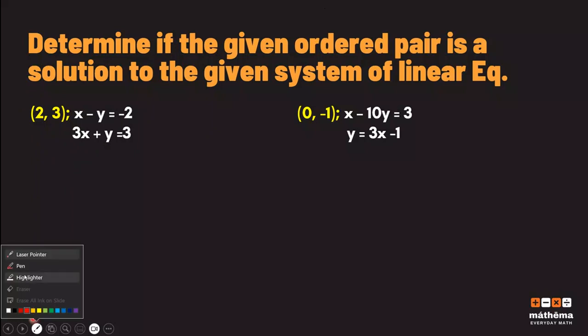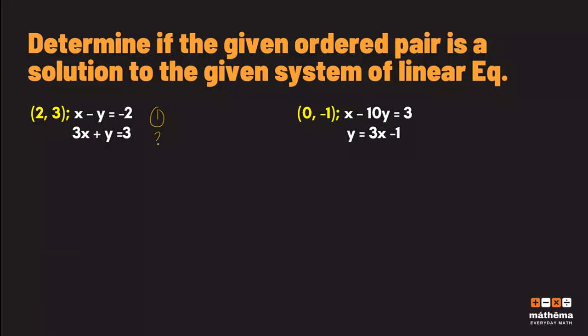To do that, it's very straightforward. All we have to do is simply plug our values into our system. We will do the first equation first. I will call this my first equation and then my second equation. So first equation, we have x minus y equals negative 3. Again, x and y are 2 and 3.